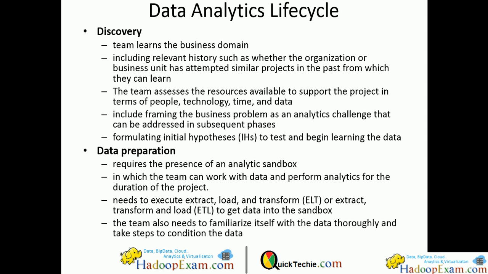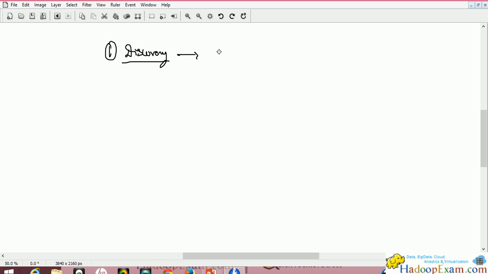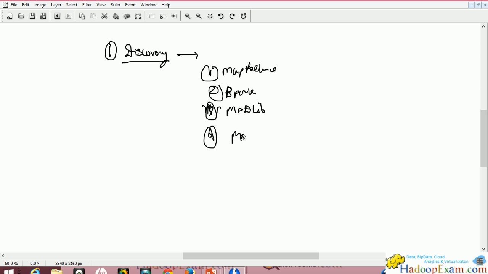Then the team assesses the resources available for the project, like technology, time, and data, because technology matters a lot. Nowadays the MapReduce and Hadoop frameworks should be supported. Spark is for machine learning, Madlib is another machine learning library, and Mahout is another one. So this kind of software should be available, and the team should have knowledge of Hadoop, MapReduce, Spark, and Madlib. You should have an understanding of these various technologies in your team.